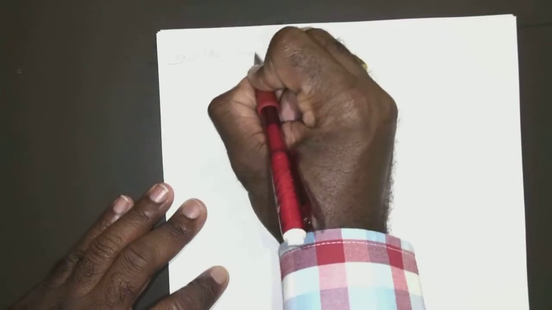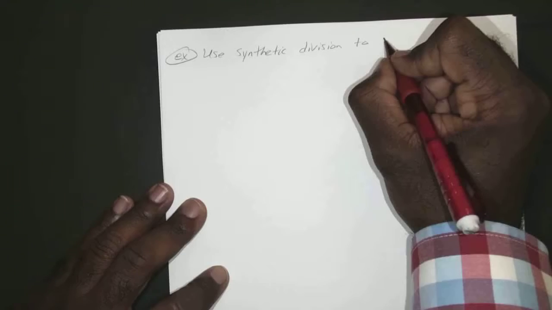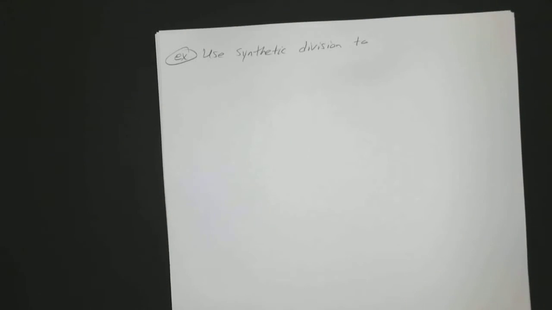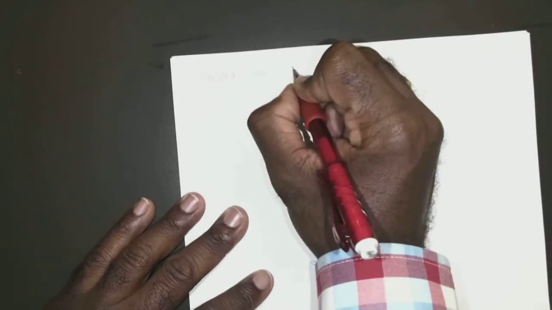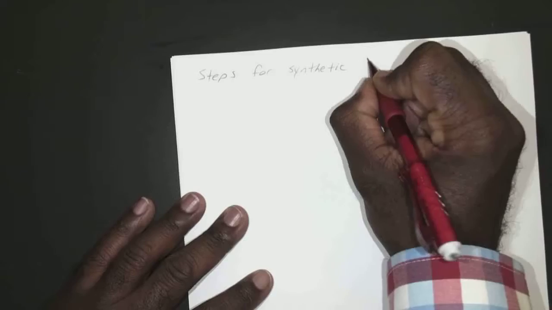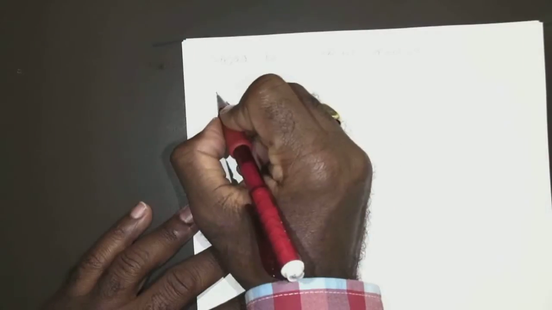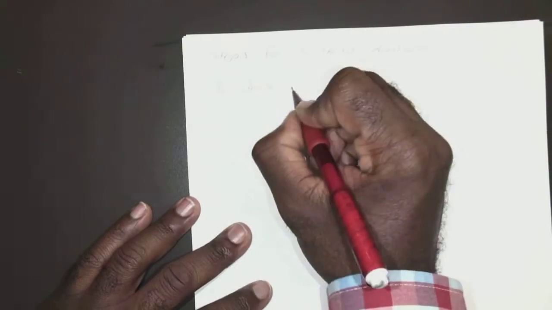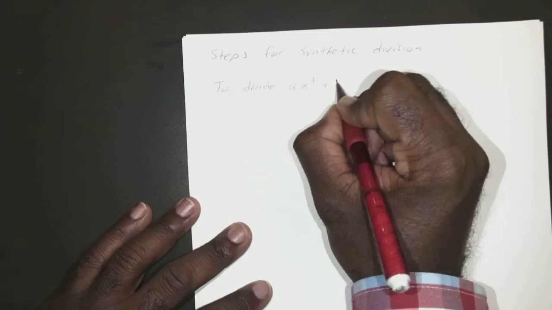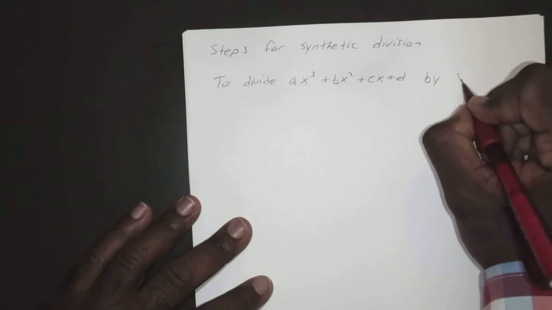All right. So let's say, for example, once you use synthetic division to divide, oh, actually, first let me give you the steps for synthetic division. So we'll save that one. Steps for synthetic division. Okay, so let's say we're going to start with a polynomial of degree 3. So to divide, let's say ax to the third plus bx squared plus cx plus d by some x minus k.